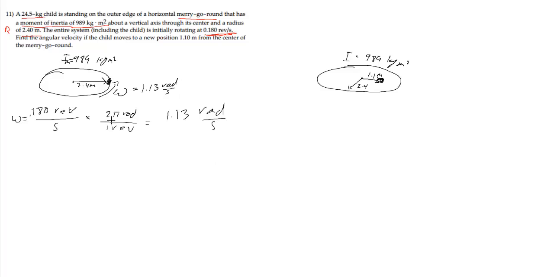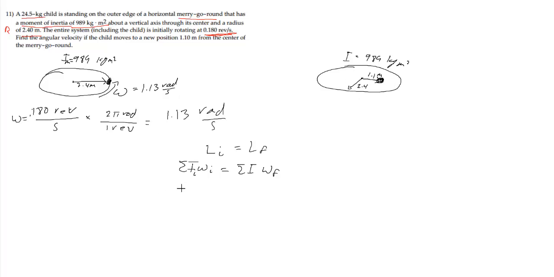So setting up our equation, we've got essentially a conservation of angular momentum here. Because there's been no torque or anything, the angular momentum initial is equal to angular momentum final, which means that the sum of I omega initial is equal to the sum of I omega final.